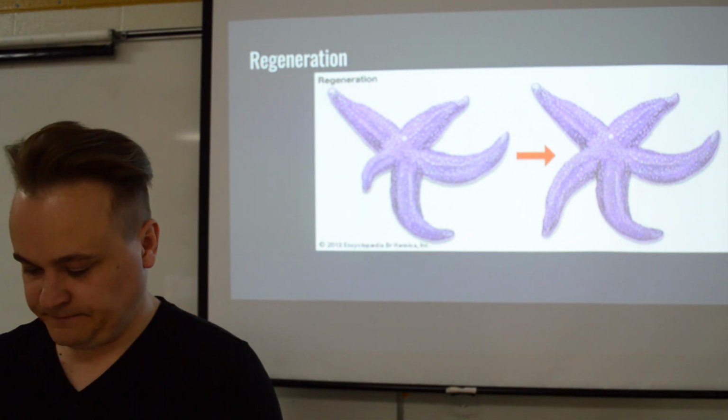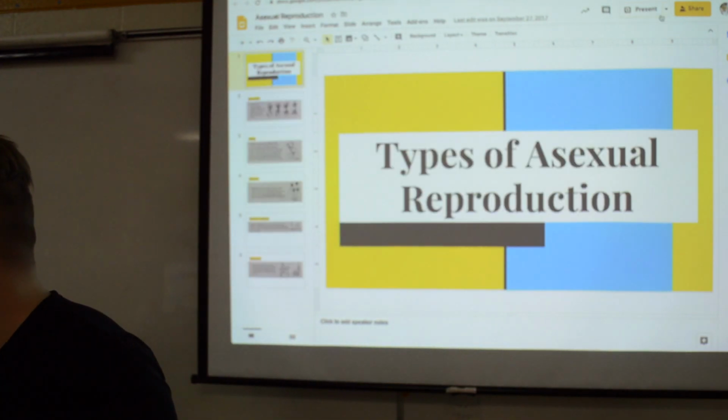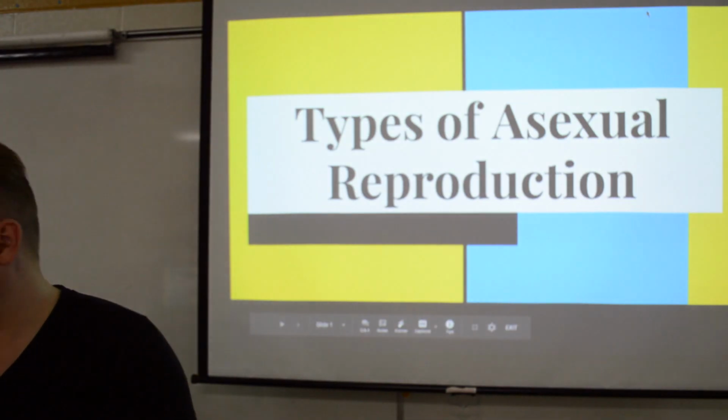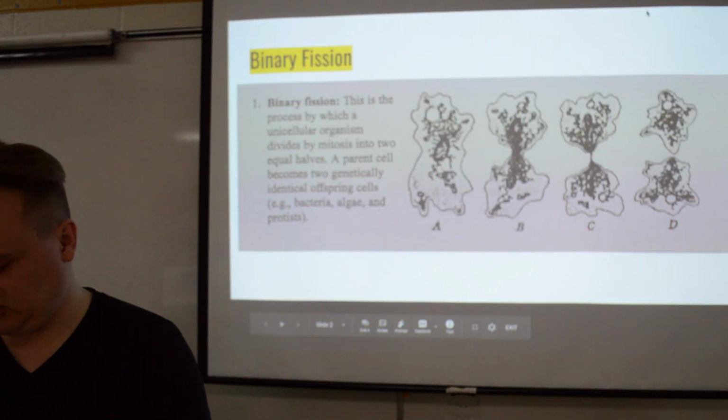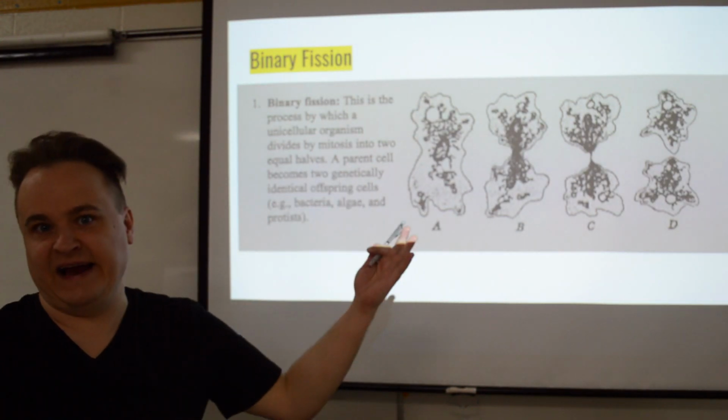Now this is the better sheet. I've included the slides we just looked at, and I've also included this set of slides, which is what you have here. You have types of asexual reproduction right there. It's the same thing. I just took a picture and put it in a slide here for you.